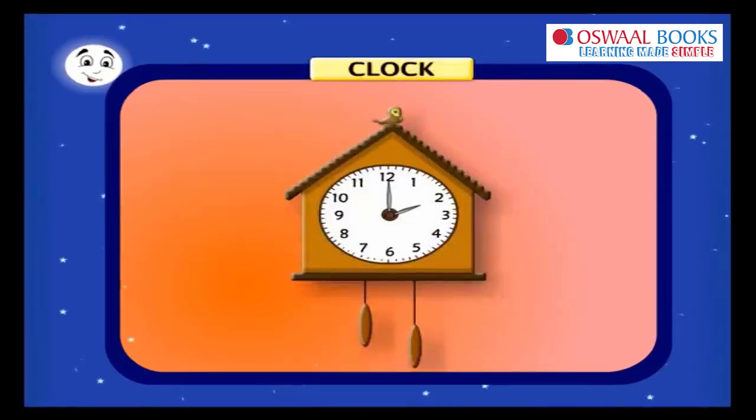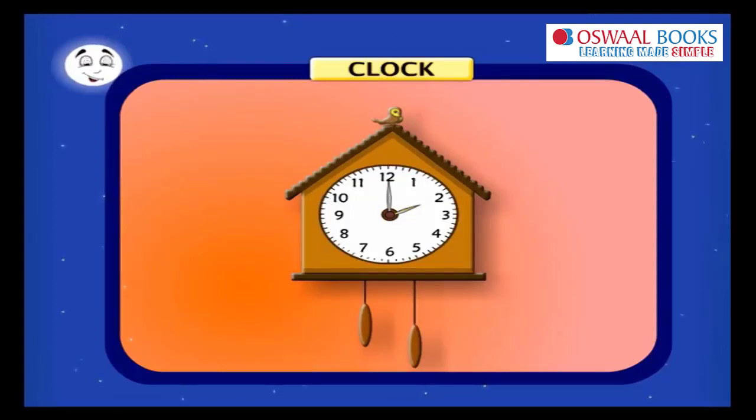Clock. Look at this clock. The face of the clock is called the dial. There are 60 divisions on it. There are numbers from 1 to 12 which are marked in equal distances. There are 2 hands in the clock. The long hand is called the minute hand and the short hand is called the hour hand.